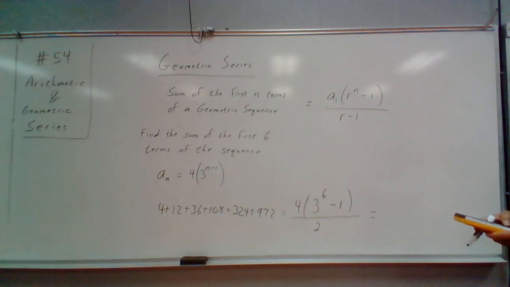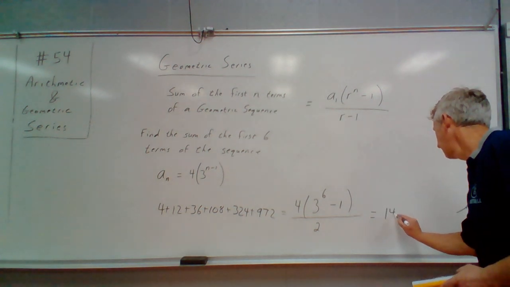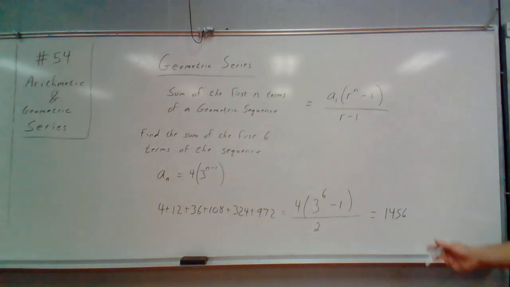I get that. All right, let's ask our calculator what that is. So 4 times 3 raised to the 6 minus 1 divided by 2, and I get 1456. You can put that in your calculator and check and make sure if you're right. All right, let's actually add those up and see if that's what I get, because I don't really believe it.